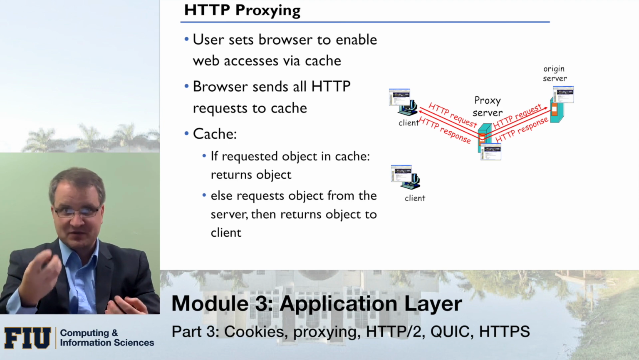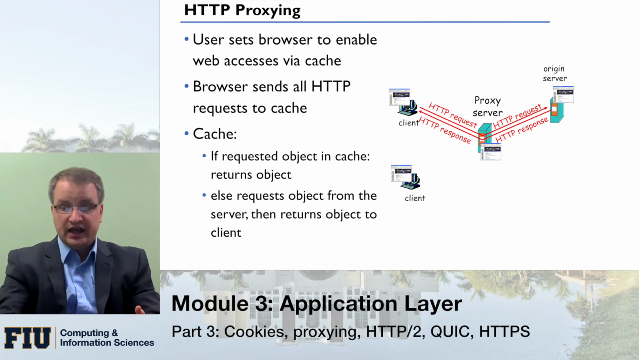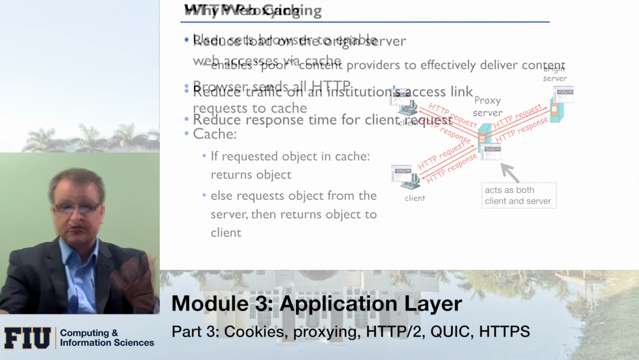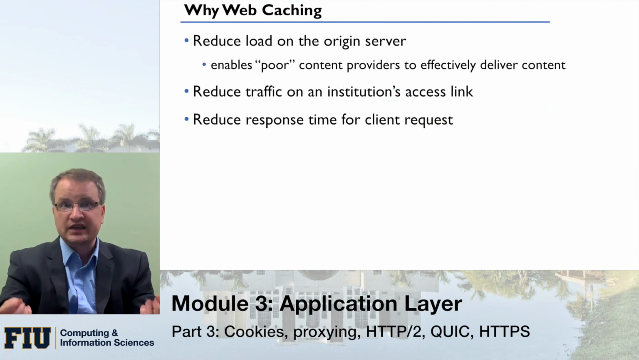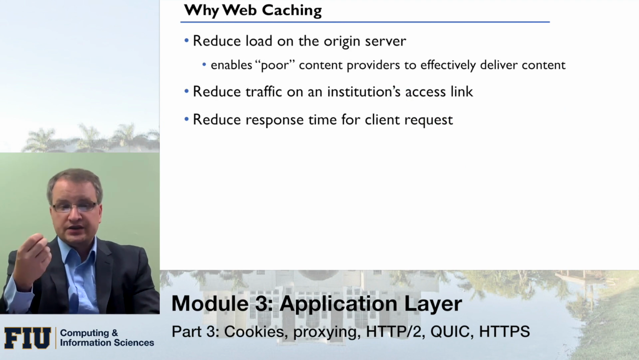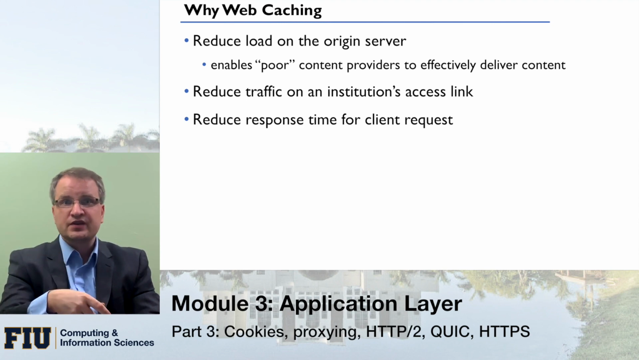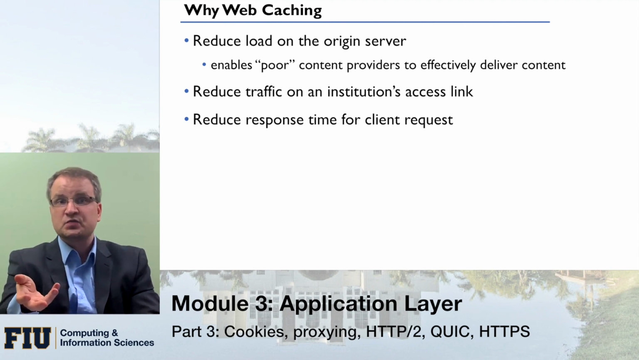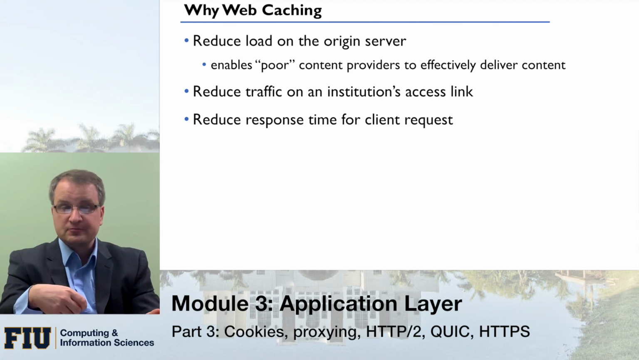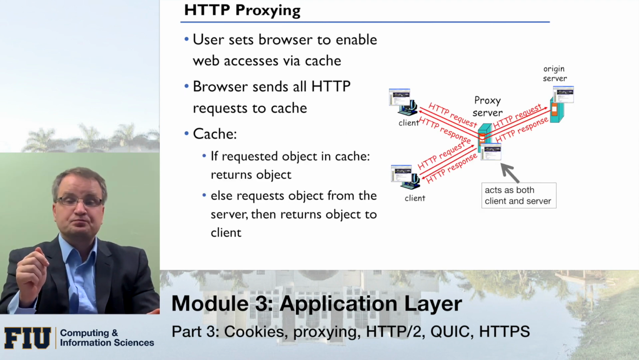So that's the main idea for the cache. And there are a few good reasons why you can do that. For one, it can significantly reduce the load on the origin server. It can also reduce the traffic load of the network itself, and effectively it can speed up the response time for the client. I would like to make one note and get back to the previous slide.